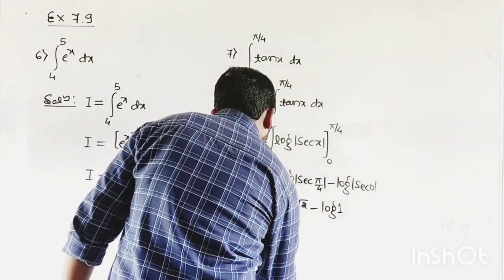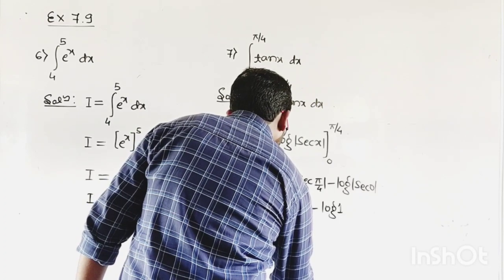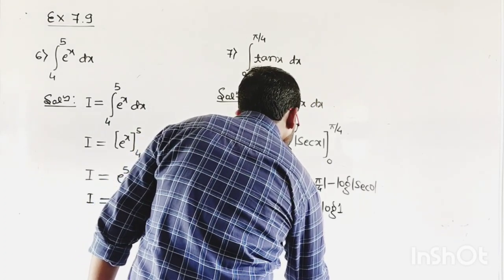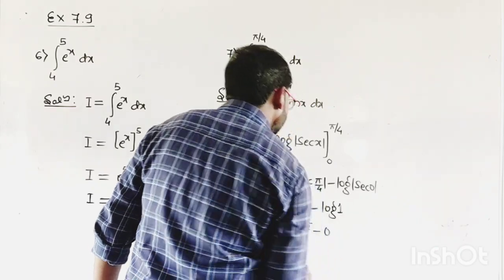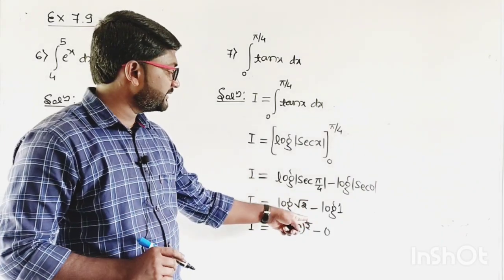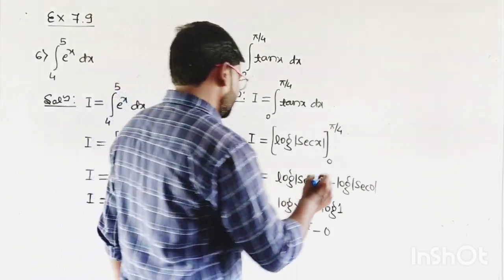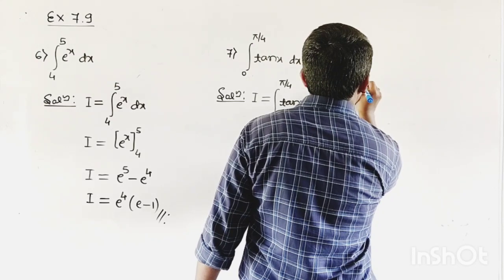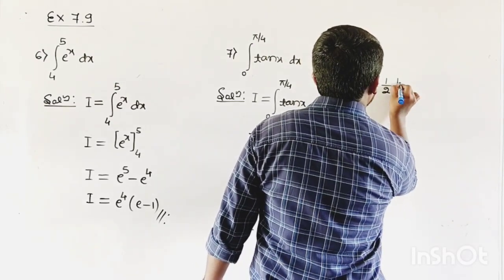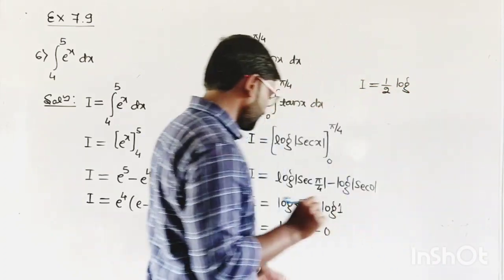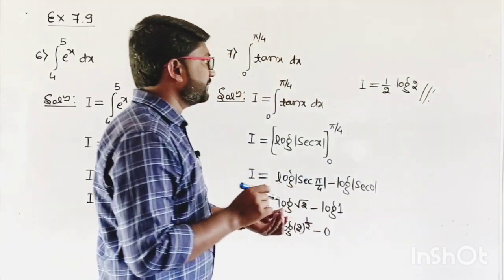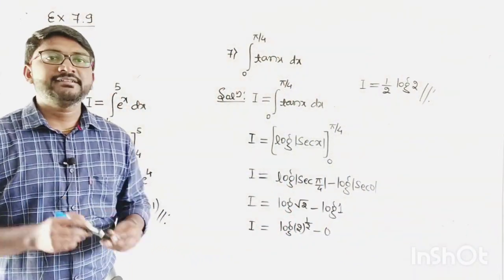I which is equals to log root 2 can be written as 2 raised to 1 by 2 minus 0. So here it is in the form of log x to the power n. That means n must be written in the beginning. So that will be our final answer. I which is equals to 1 by 2 log 2. So this is the required answer for the 7th question.